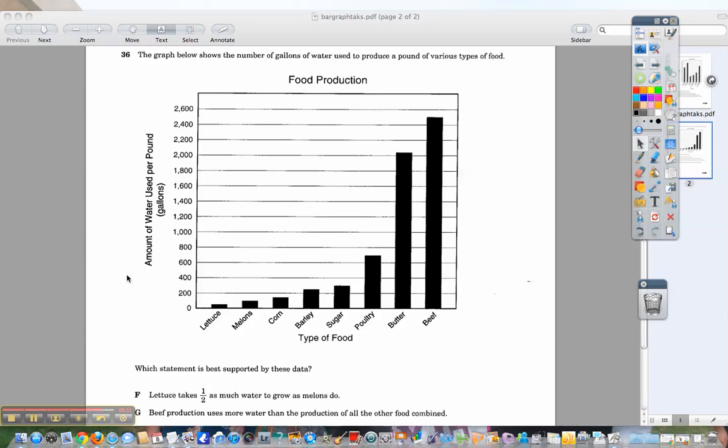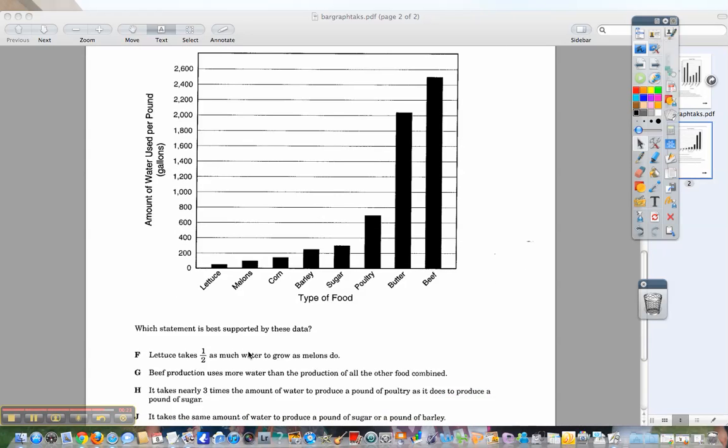Okay. So for one of your questions on the Edmodo, you're going to answer this question. The graph below shows the number of gallons of water used to produce a pound of various types. You need to look at all the information and pick F, G, H, or J as your answer choice.